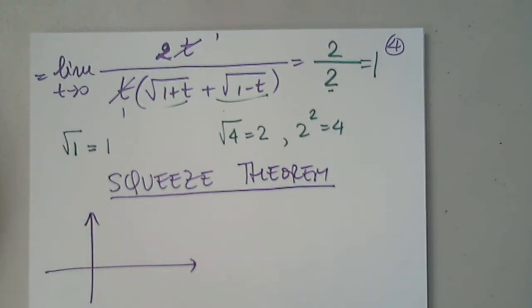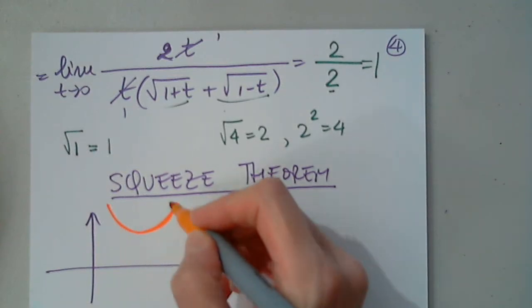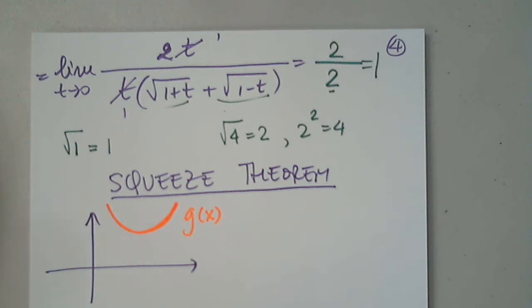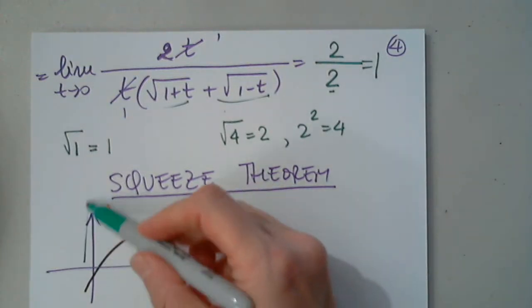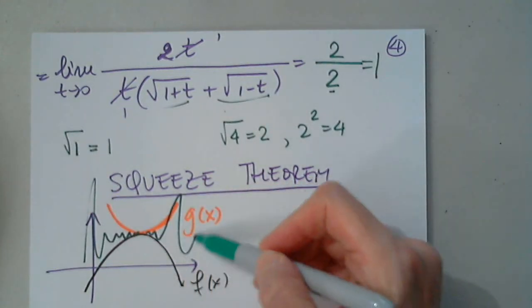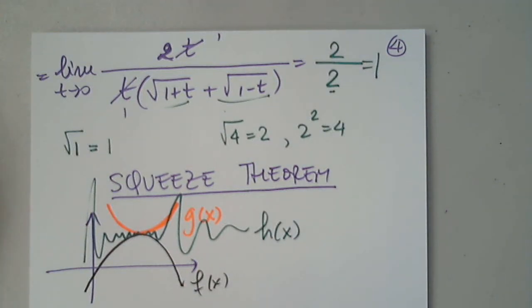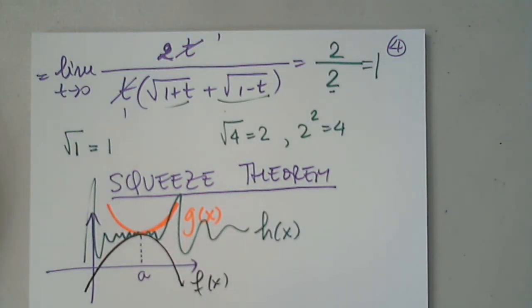Let's say I have a function like this. It's going to be, let's say, g of x. Let's say I have a function like this. Let's say this is f of x. And let's suppose I have a function like this. And let's say this is h of x. And of course, our best friend, little a.